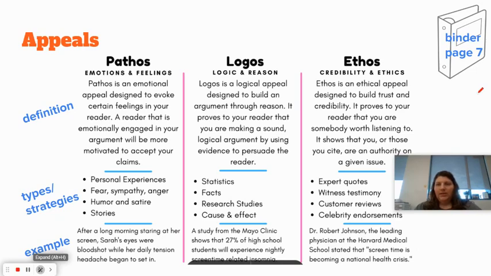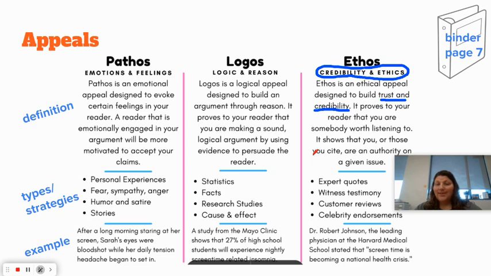And last but not least is ethos, which is the appeal to credibility and ethics. Ethics is the study or the belief in what is right and what is wrong, or what can be trusted and what should not be trusted. So this is an ethical appeal designed to build trust and credibility. And it proves to the reader that you are somebody worth listening to. So when we're reading a text, should we believe what that writer has to say? Do they have authority on it? Do they have credibility? Or are they using sources that do have authority and credibility?